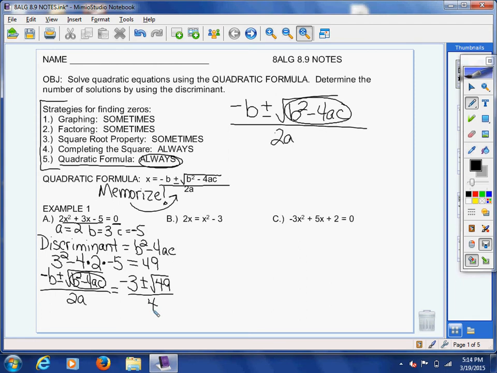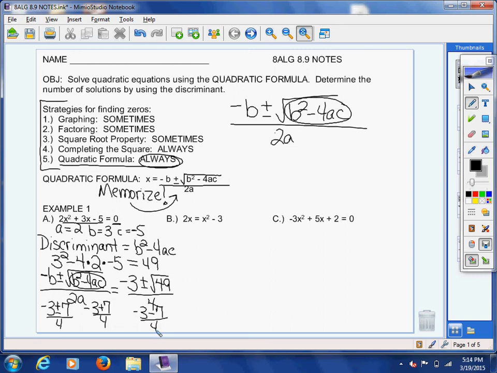Look at the number under the radical. Can you take the square root of that number? Is it possible to take the square root of 49? Yes, it is. And so we got negative 3 plus or minus 7 over 4. And so really it's up to us to decide what the numbers are. So this is how you're going to break it out. Your first one is going to be negative 3 plus 7 over 4. And then your second one's going to be negative 3 minus 7 over 4.